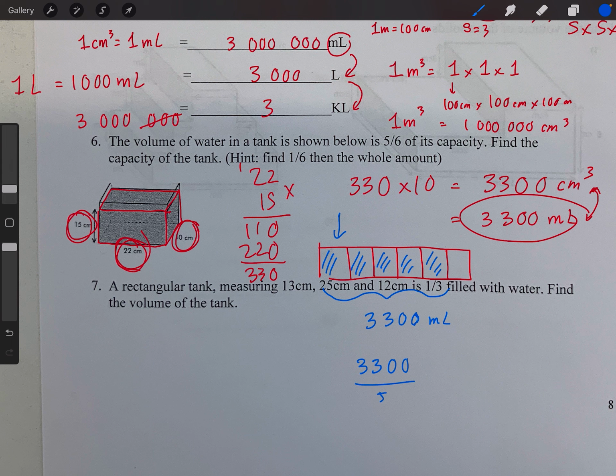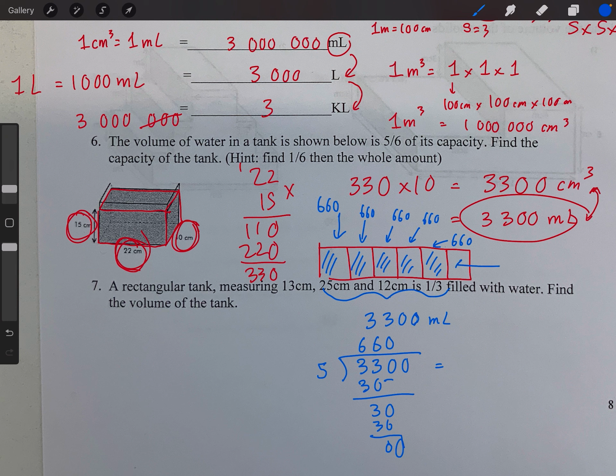So divided by 5, let me do that long division. 33 divided by 5 would give me 6. 5 times 6 is 30. Take away, you get 3 remainder. Bring the next one down, 0. So 30 divided by 5 again is 6, and that will be 30, no remainders. Bring the next 0 down, 0 goes there as well. So the answer is, each of these pieces should be 660. That's 660, 660, and this is also 660 as well.